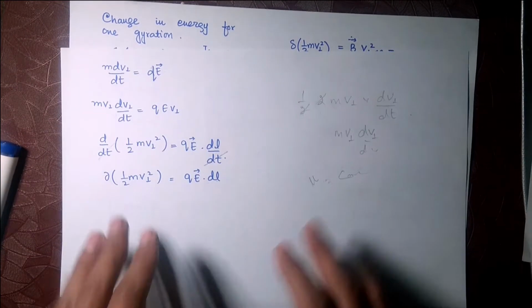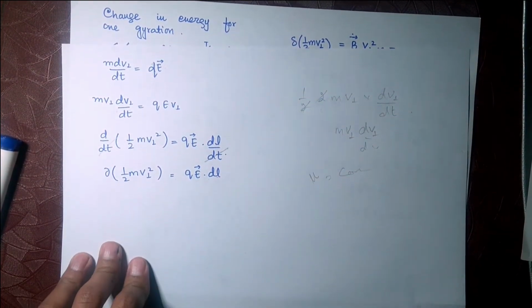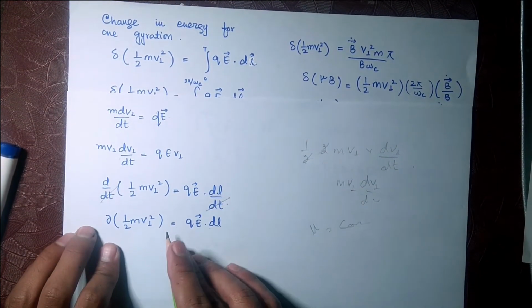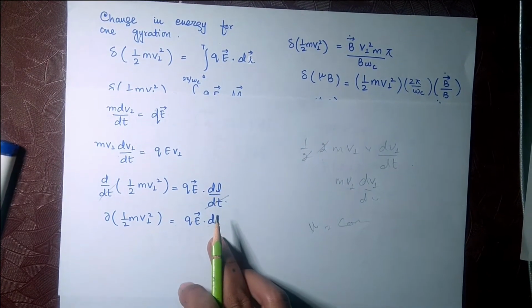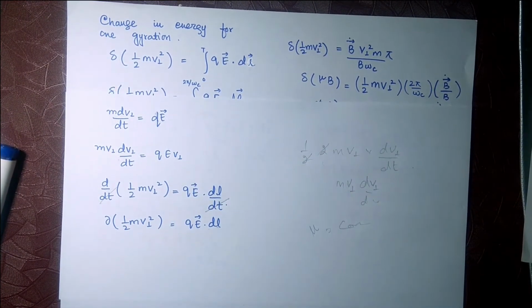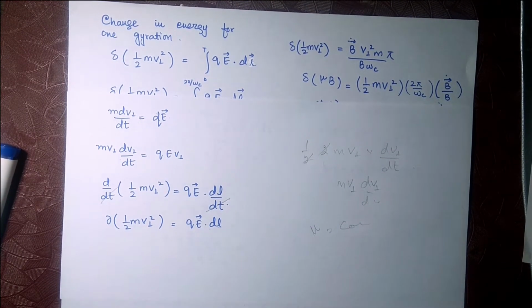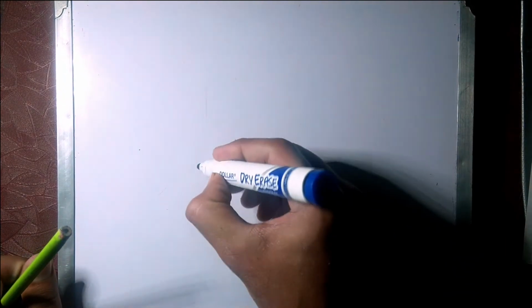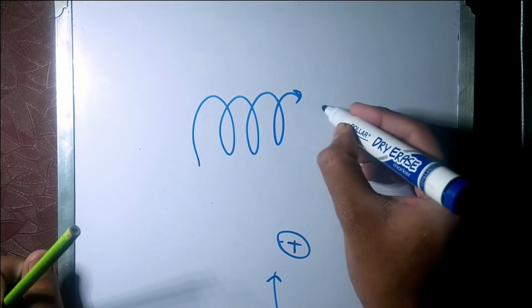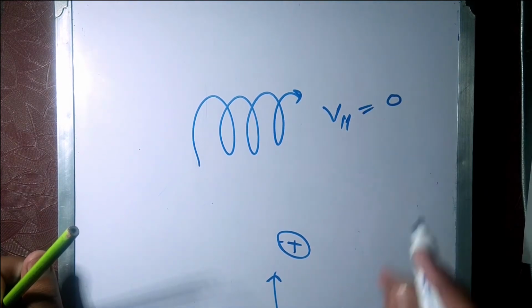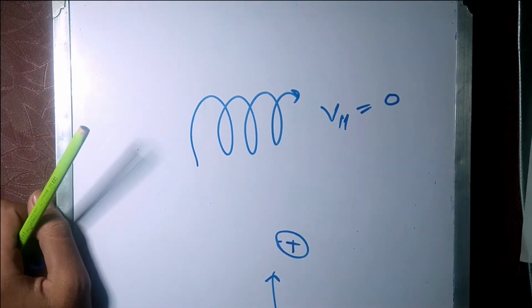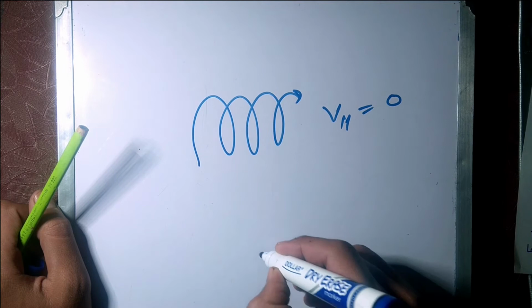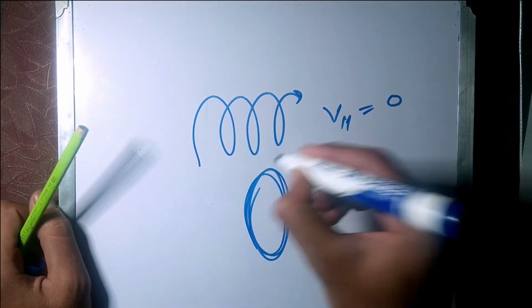So we found this equation in my previous lecture. Moving on, we are going to integrate the right side for one cycle, that is, when a charged particle does a gyration like this, V parallel equals 0. Recalling the terms I told you earlier, V parallel equals 0 means it is only moving in a circular path.